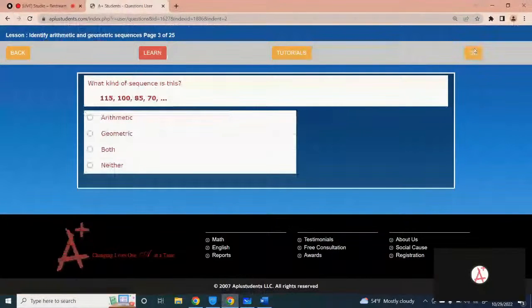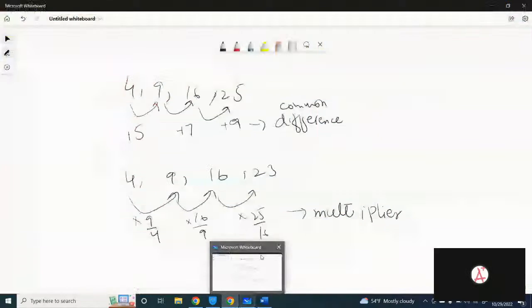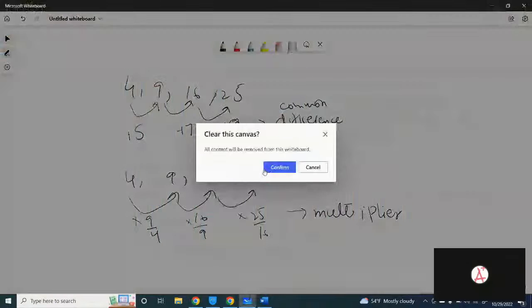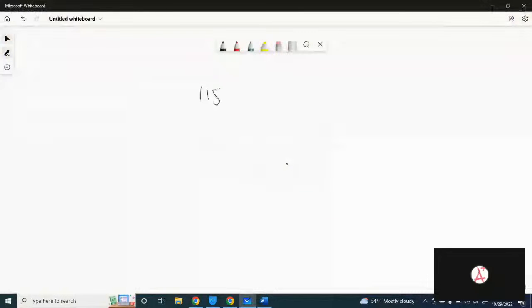Okay, the next one is, what kind of sequence is this? Okay, 115, 100. Let me write it down on the board. Okay, 115, 100, 85, and 70. You need to see what kind of sequence this is. Got it? So just see, 115 to 100 means you subtracted 15. Then 100 minus 85 is again negative 15. We are subtracting 15 again and again.